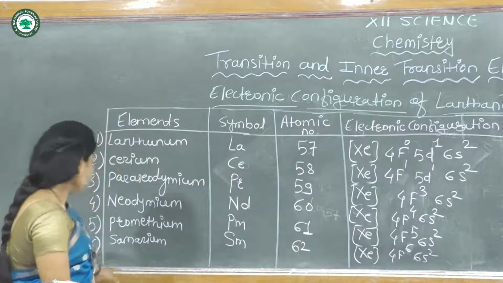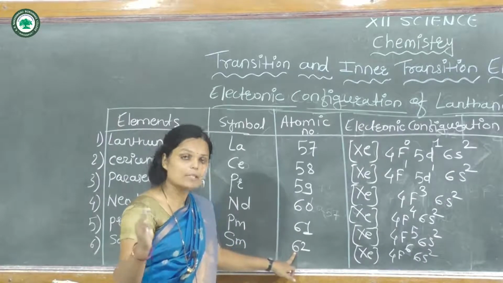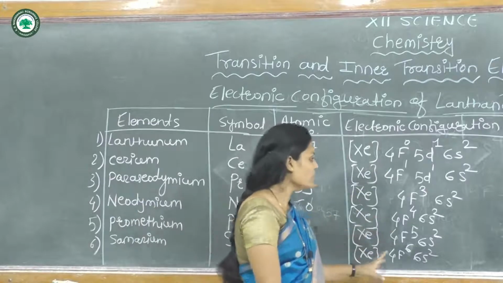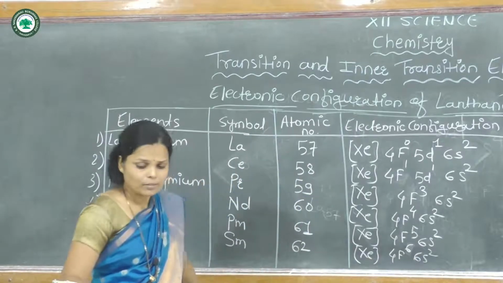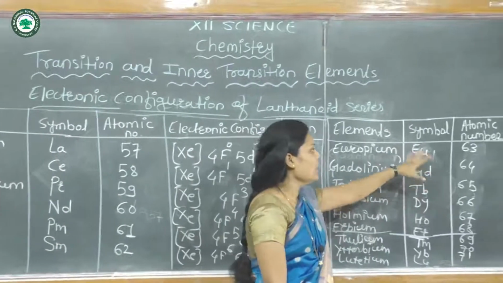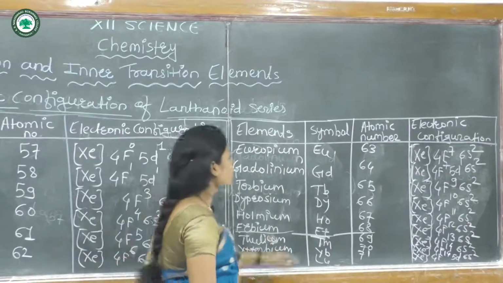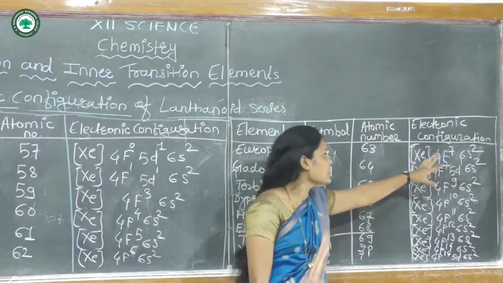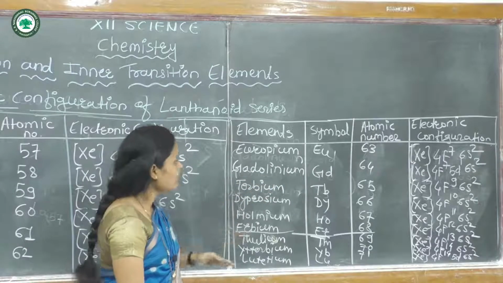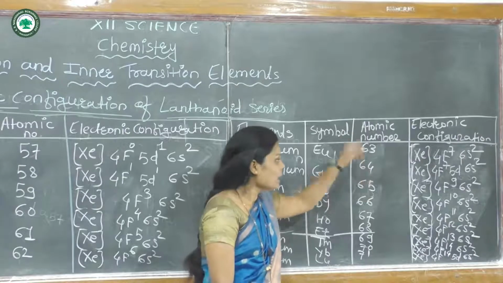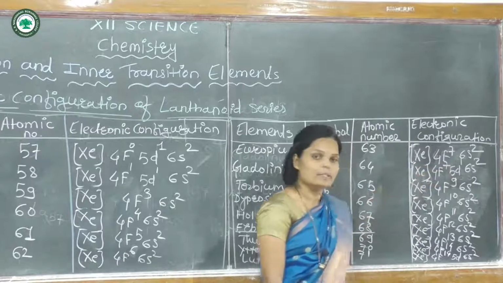Then the next element is samarium. Its atomic number is 62, and the electronic configuration of samarium is 4f6 and 6s2. Then the next element is europium. Europium, atomic number is 63. Electronic configuration of europium is 4f7, 6s2. Then the next element is gadolinium. Gadolinium, atomic number is 64, and the electronic configuration we can represent as 4f7, 5d1 and 6s2.